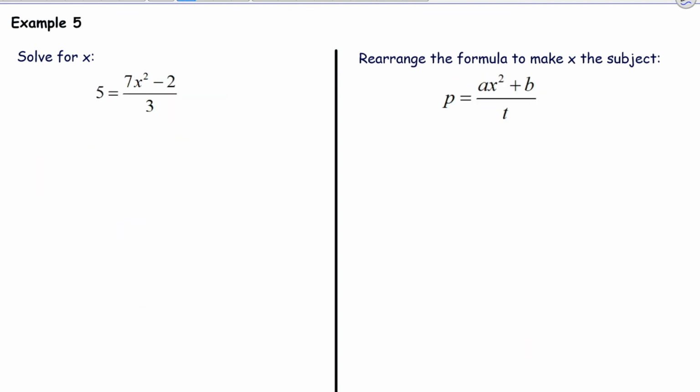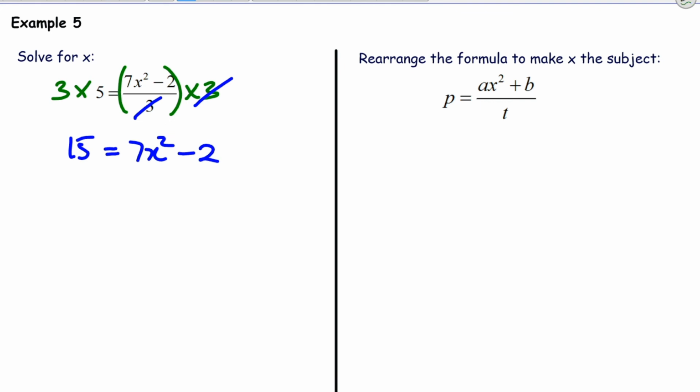Okay, next example. On the left, the first step will be multiplying this by 3, because we need to get rid of the denominator. Let's multiply by 3. These two cancel. So what you're left with is 15 is equal to 7x squared minus 2. The opposite of subtracting 2 is adding 2. Negative 2 plus 2 will be 0. So what you're left with here is 17 is equal to 7x squared.